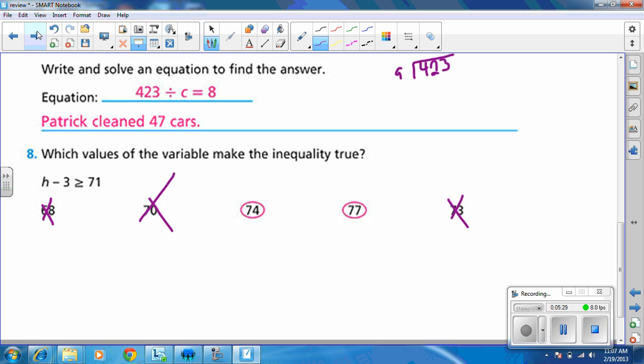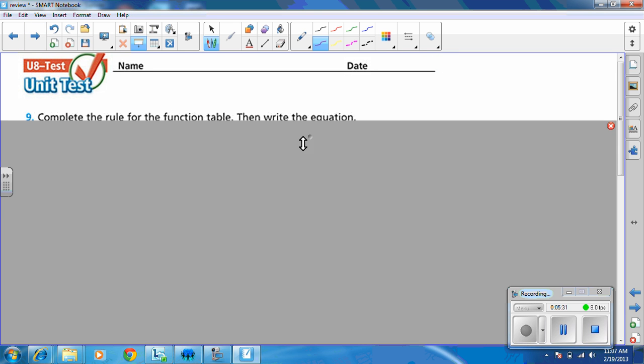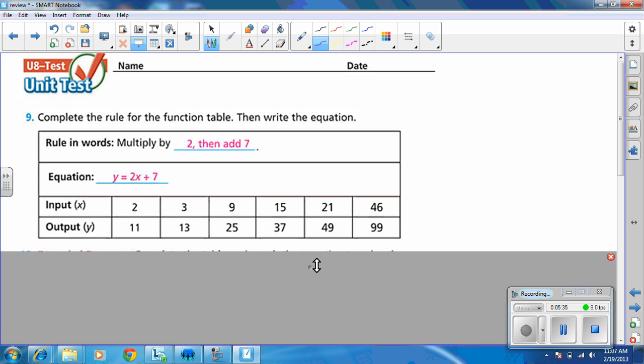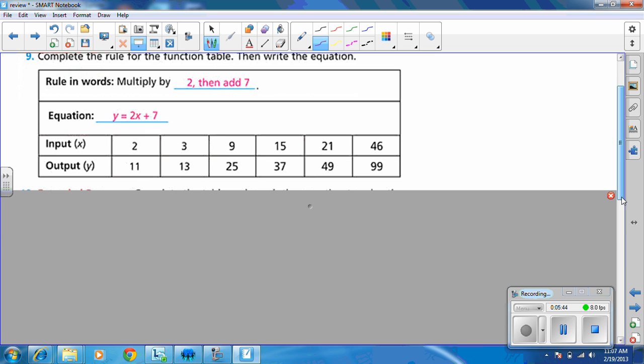All right, on the back side, continuing on, complete the rule in words. This is just that function table, so it's looking at how do I move from 2 to 11. You're going to multiply by 2 and then add 7. Okay, and double check and make sure that works for each one.